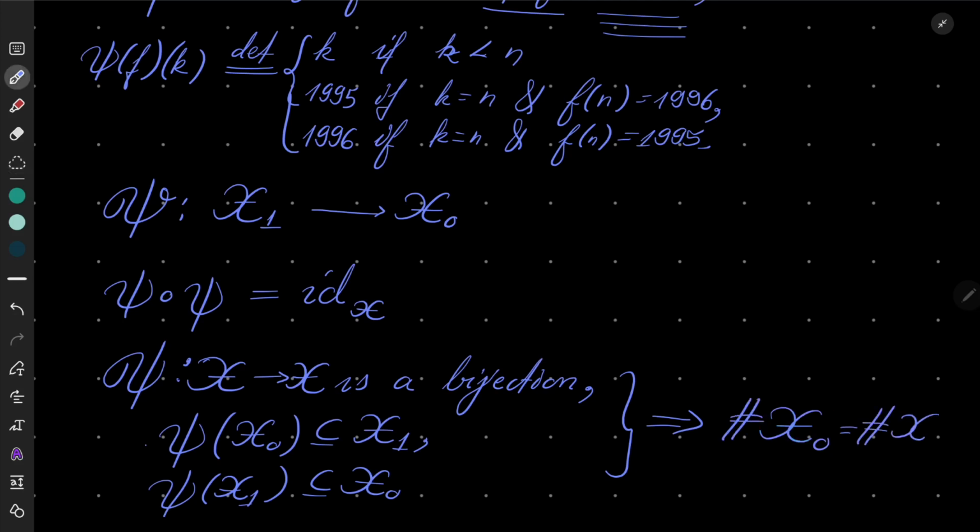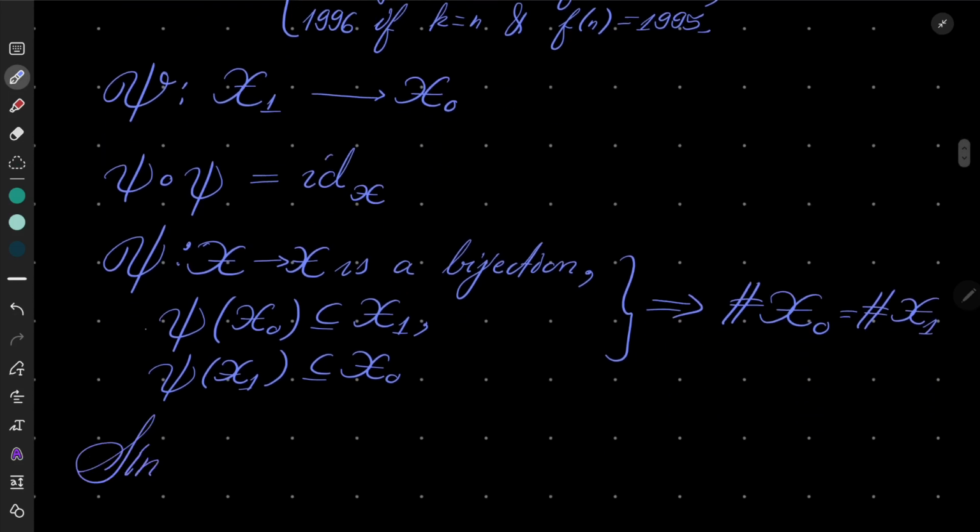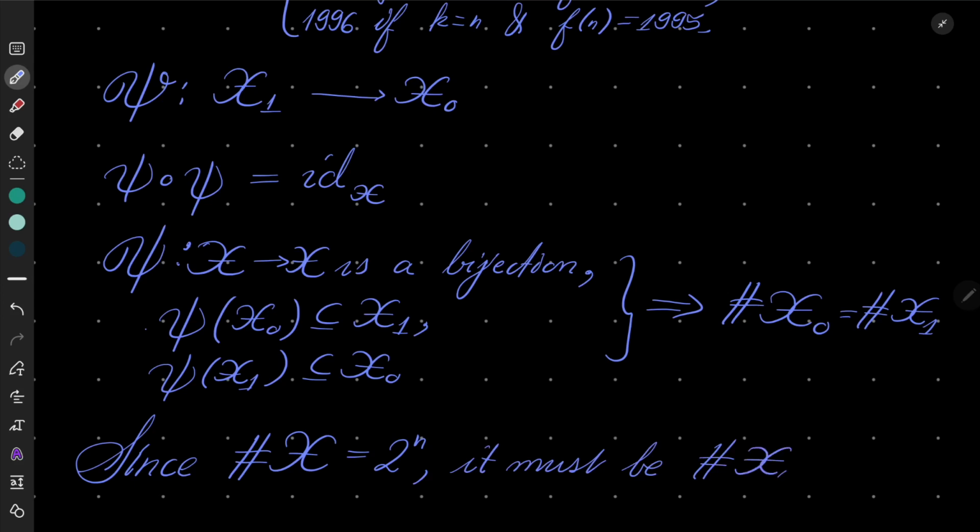And in turn, since the cardinality of set X was 2 to the power of n, it must be true that the cardinality of X1 is 2 to the power n minus 1. The exactly same answer, in a combinatorial, more theoretical way, I'd say.